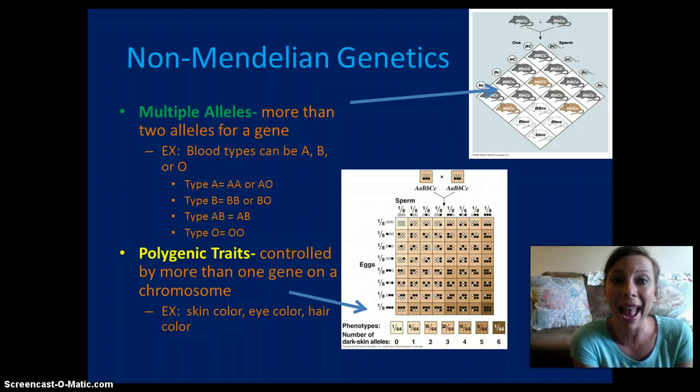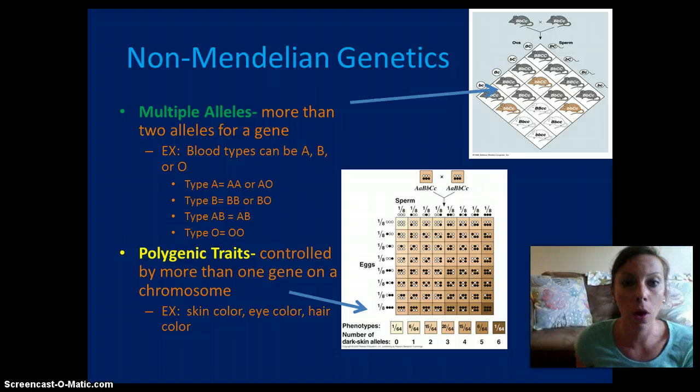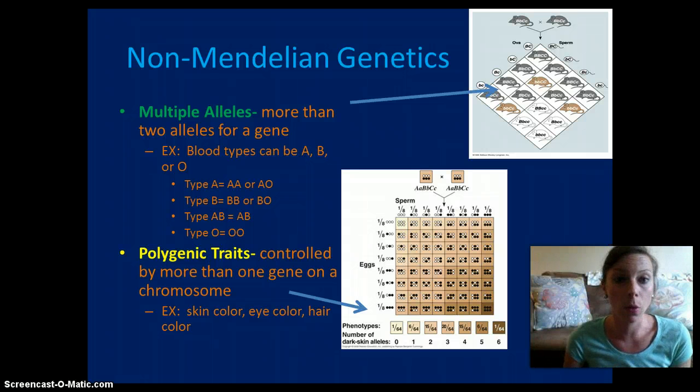Blood type would be an example. So you could either be A, B, or O. So if you're a type A, you are AA or AO. If you are type B, you are BB or BO. If you are AB, then you have AB blood, or if you are O, you have OO blood. Therefore, O is our recessive trait.